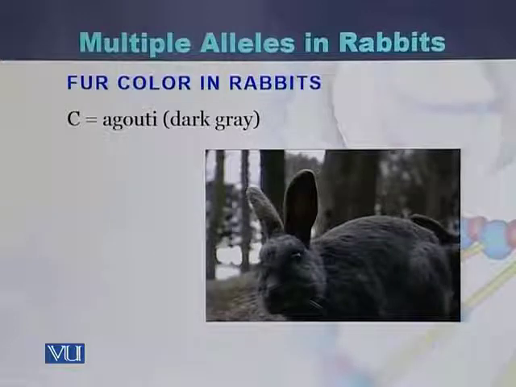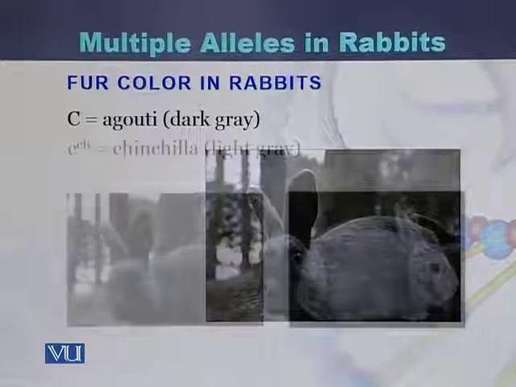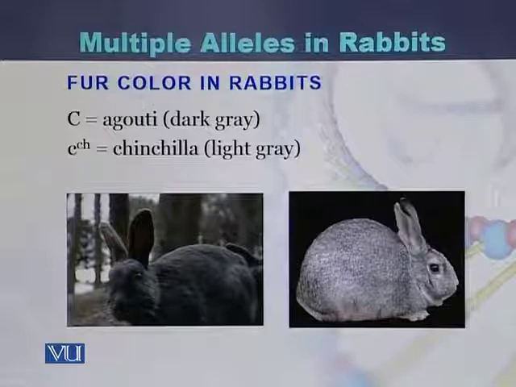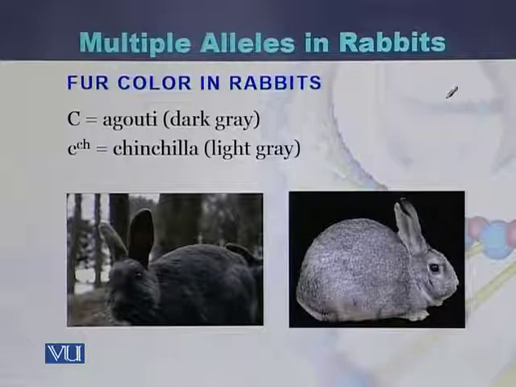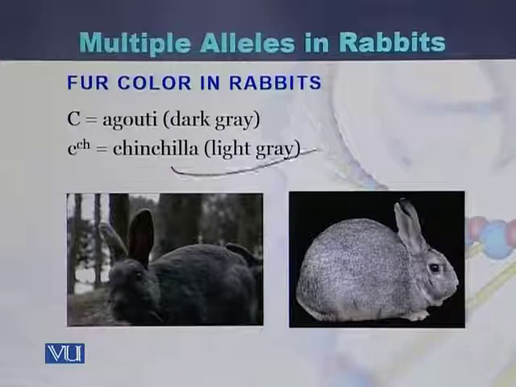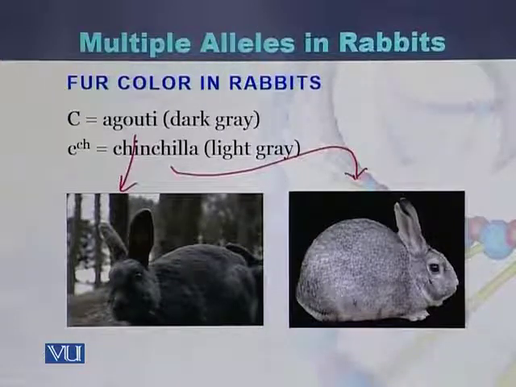Here we can see if the fur color in the rabbits is dark gray, which is also called agouti, there is a C allele of a gene that controls the dark gray fur color in the rabbits. In this example, C is for the agouti. If there is the C allele, then it will be agouti, while if there is the CH allele, then it will be chinchilla color. So this is the chinchilla color and this is the agouti color.